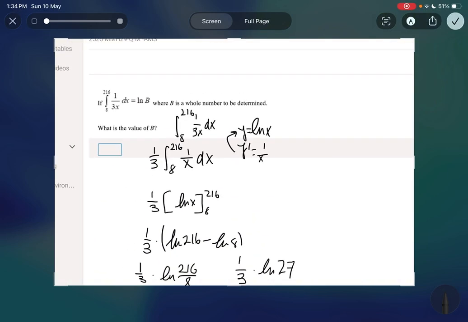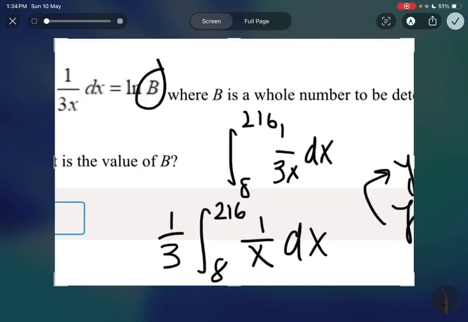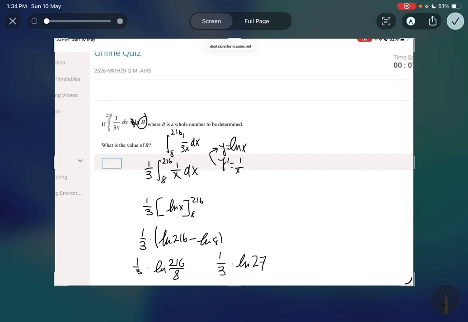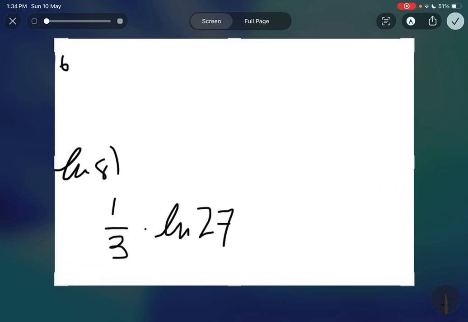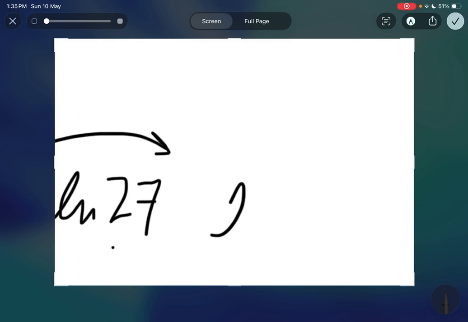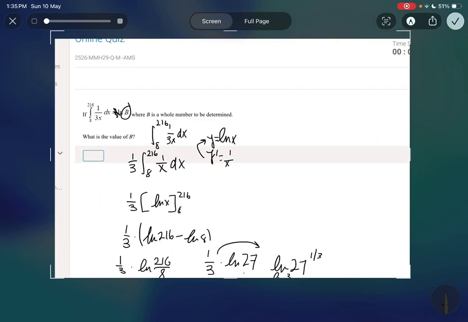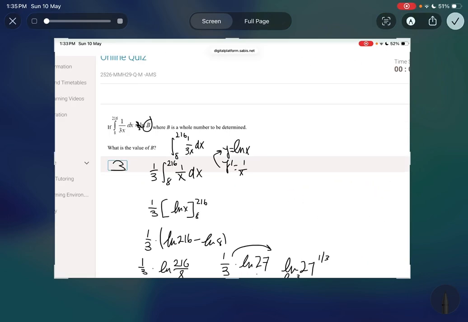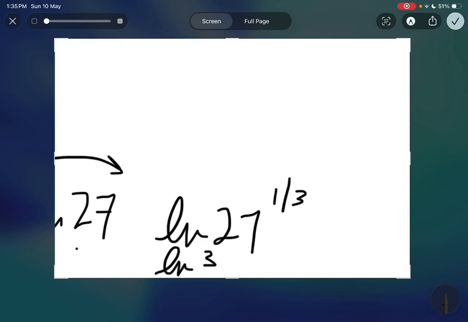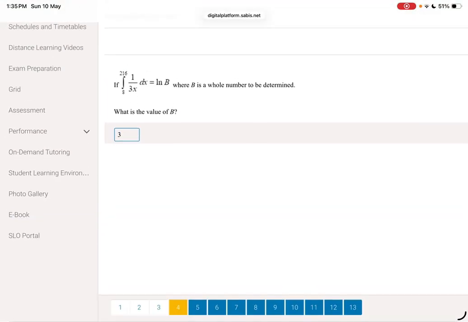And here they want a whole number, with no number outside. So you know that when you have 1 over 3 ln 27, you can put it as a power, so it becomes ln of 27 to the power of 1 over 3. And when you solve it on the calculator, you get ln of 3. And that's your answer. When you put 27 to the power of 1 over 3 on a calculator, you get 3. So the answer is 3.